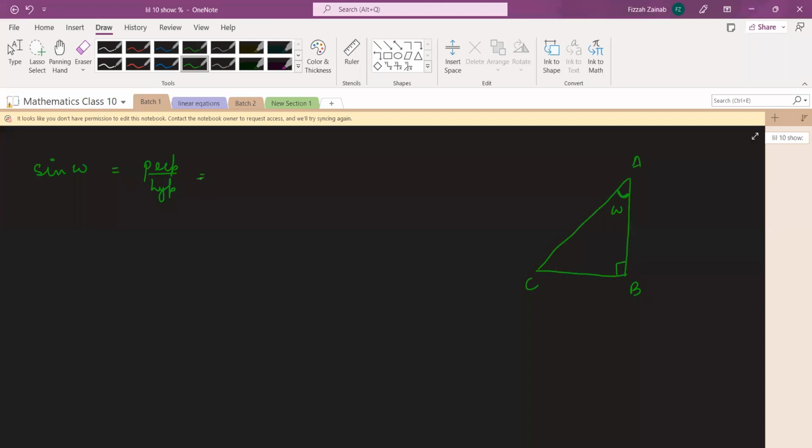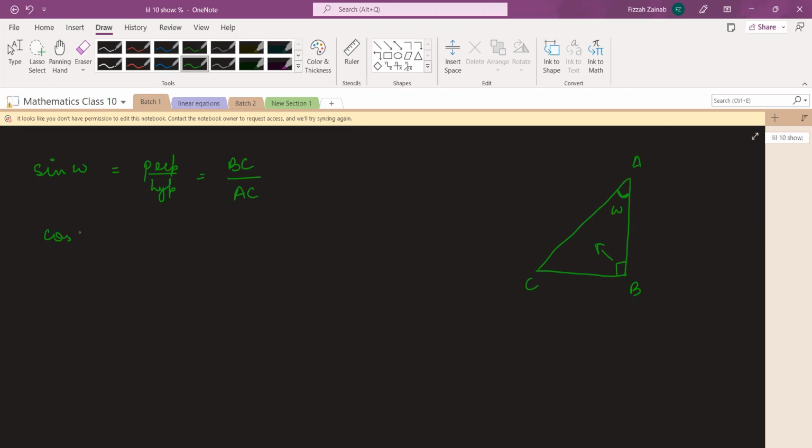Now, which side is perpendicular, Arshia? AB. No, it's CB. Yes. BC or CB, right? Upon hypotenuse is always the side which is opposite to the right angle, the longest side of the triangle.